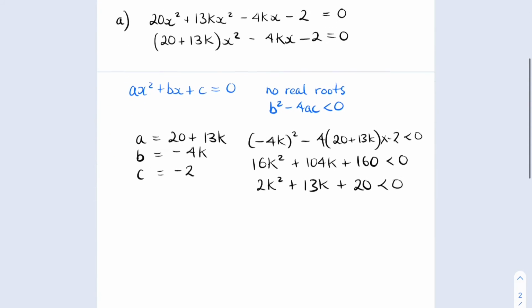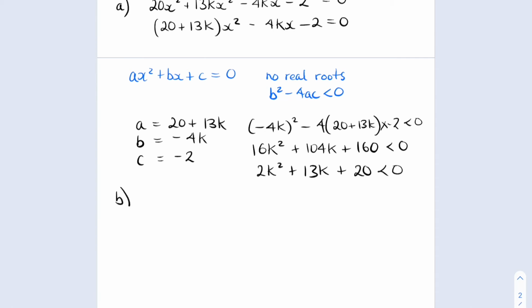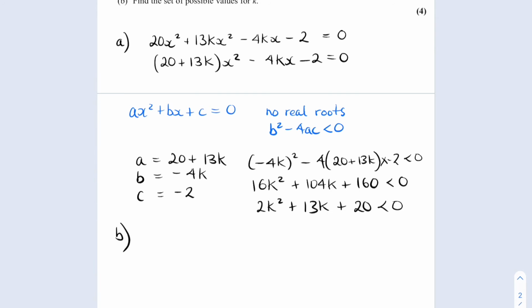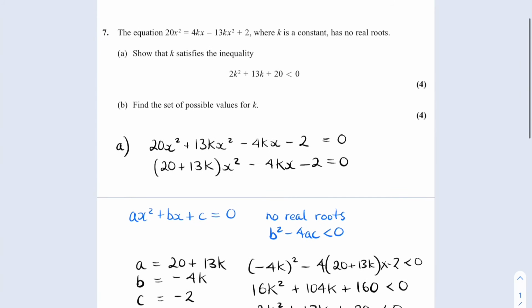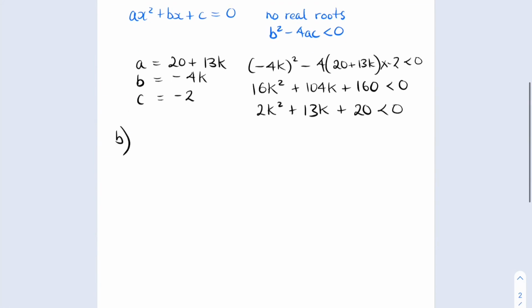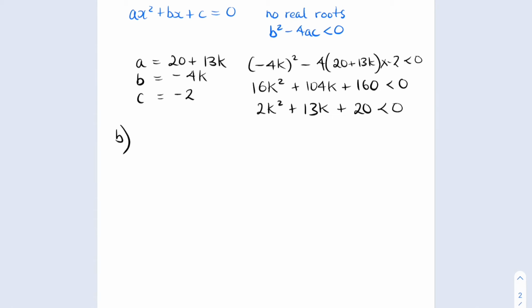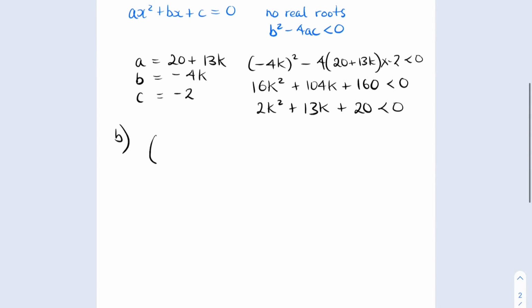Now, in part B, we have to find a set of possible values of k. So this question is broken up slightly so that it gives you an idea of what to do first. You don't have to do it all in one go. That's probably because they've given you this nasty looking quadratic to begin with. So in part B, we have to solve this inequality. So let's have a look at factorising.